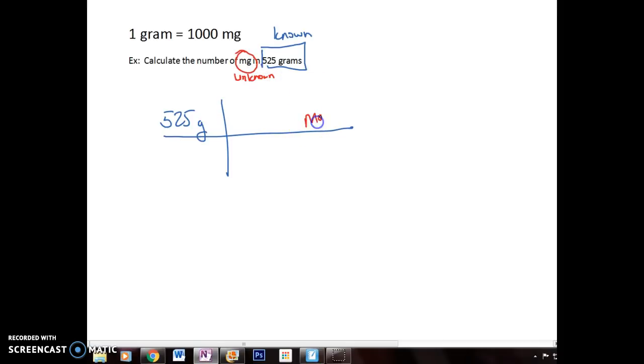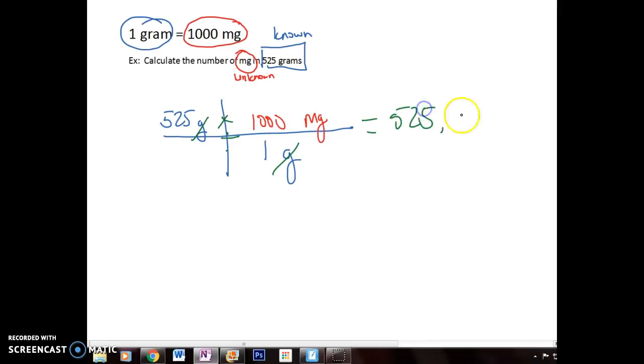So I'm going to put milligrams right here. Okay, I'm going to go up to my equality, and the number tied with milligrams is 1,000. So I'm going to put 1,000 in front, just like that. And then I've used up that side of the equality. So now I'm going to put the other side of the equality, 1 gram, on the bottom. And now grams are going to cancel. Grams and grams cancel. And we're going to multiply straight across the top, and then we're going to divide by the bottom. So 525 times 1,000 gives me 525,000, and we're going to make sure we include our unit of milligrams.